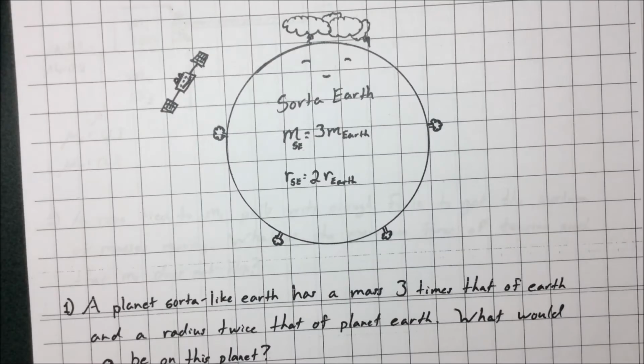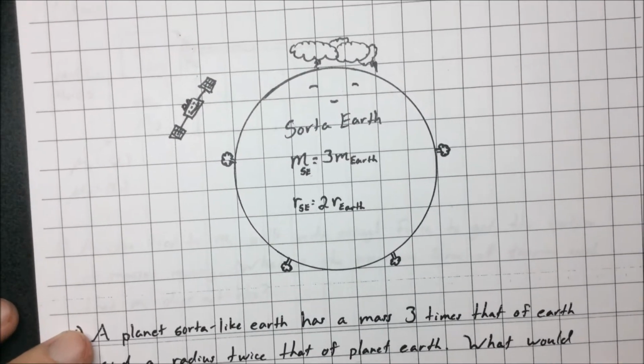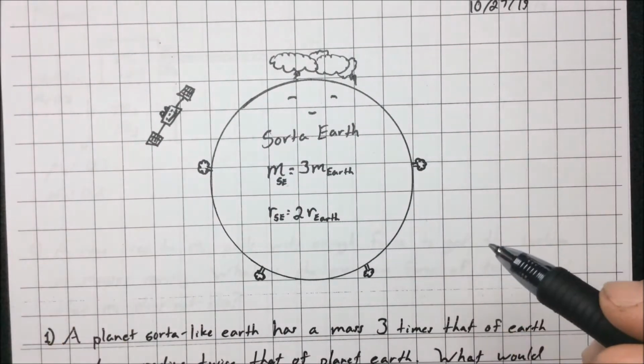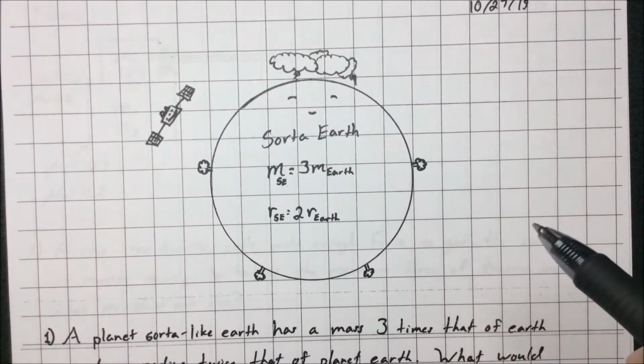Hey, it's Mr. K doing a problem for AP Physics 1. This is the second problem of our little quiz that we had today. And it is with our Sorta Earth. It's a cute little Earth. It's got a cute little satellite friend and only 4 trees.